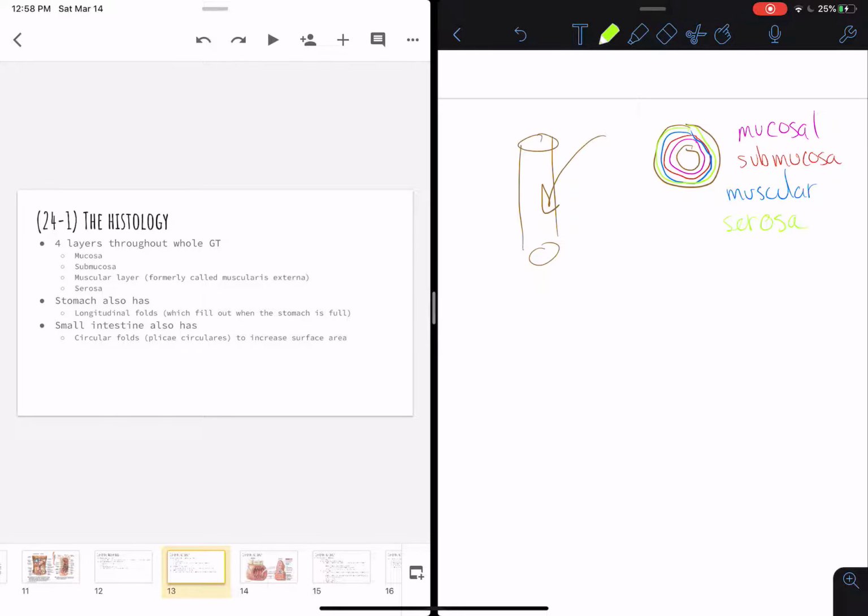We have some specialized areas of the GI tract, and we mentioned some of these now. The stomach also is going to have additional longitudinal folds, which just allow for expansion of the stomach in case you have a larger than normal meal. And then the small intestine has circular folds, which allows for expansion during distension of the small intestine as you're moving things through. This is really important because we need to be able to increase surface area as much as possible in order to allow for absorption.